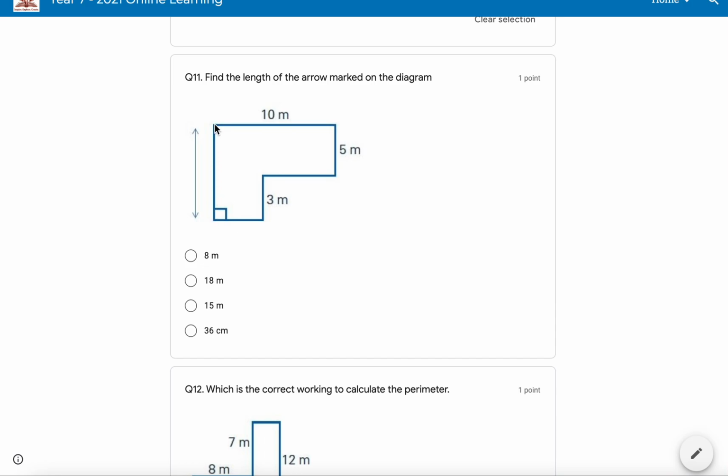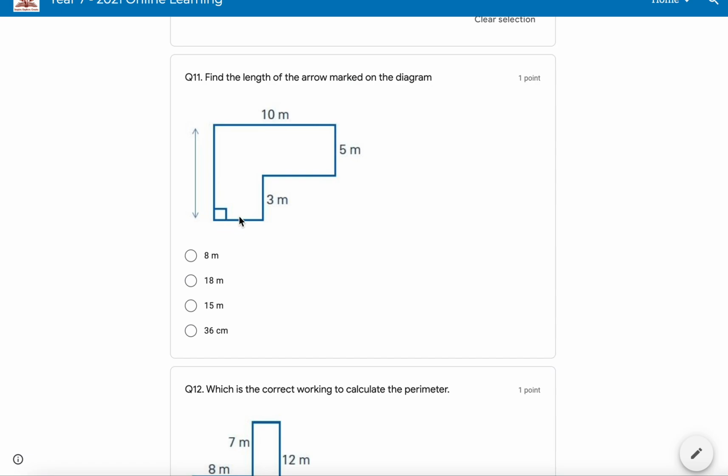Look at this side that we're trying to find, and then come across the shape to the opposite side of the rectangle. Now, up here, we've got this section. The opposite side of this in the rectangle is going to be this 5 meters here. And we know that in a rectangle, the opposite sides are equal. So if this side here is 5 meters, then this length here, up to this point here, is also going to be 5 meters.